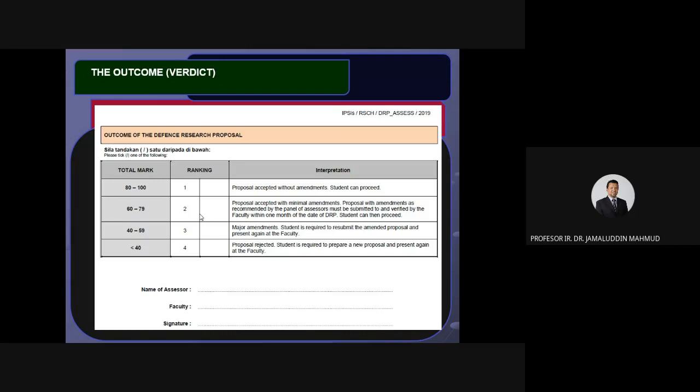Usually, in my case, I will not put the marks first. I will evaluate everything, do the analysis and synthesis, and only then decide whether the ranking falls on 1, 2, minor correction, major correction, or reject. Now this is from one assessor. We're going to have at least two assessors and one chairperson. Once the student has done the presentation, the panels and the chairperson will deliberate, and by consensus decide whether to give 1, 2, 3, or 4.